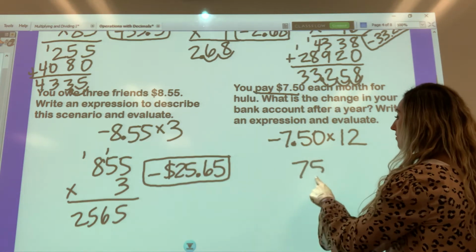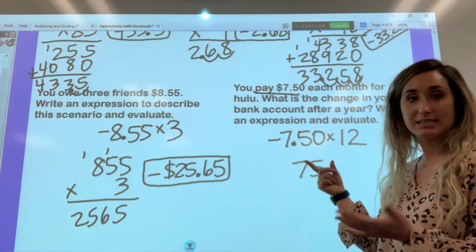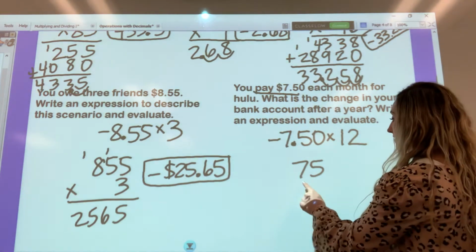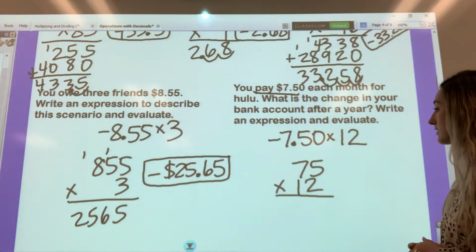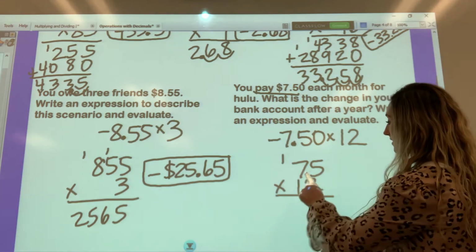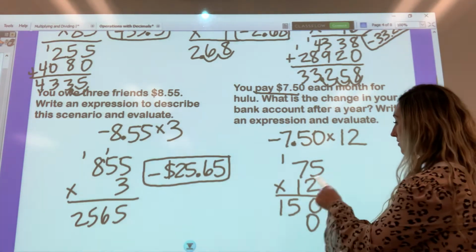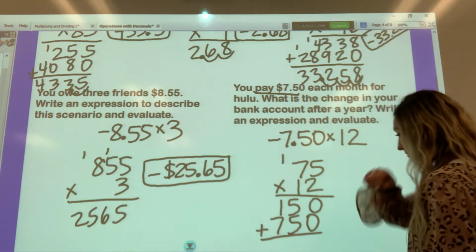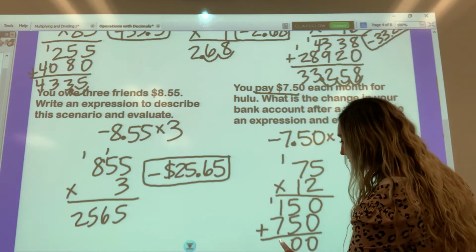So I could do the whole 750, but I don't necessarily need that 0. 7.5 is the same as 7.50. So I'm just going to do 75 times 12. So from here, 5 times 2 is 10. 7 times 2 is 14, plus 1 is 15. 0 placeholder, 1 times 5 is 5. 1 times 7 is 7. Add them up. 0, 10, 9.